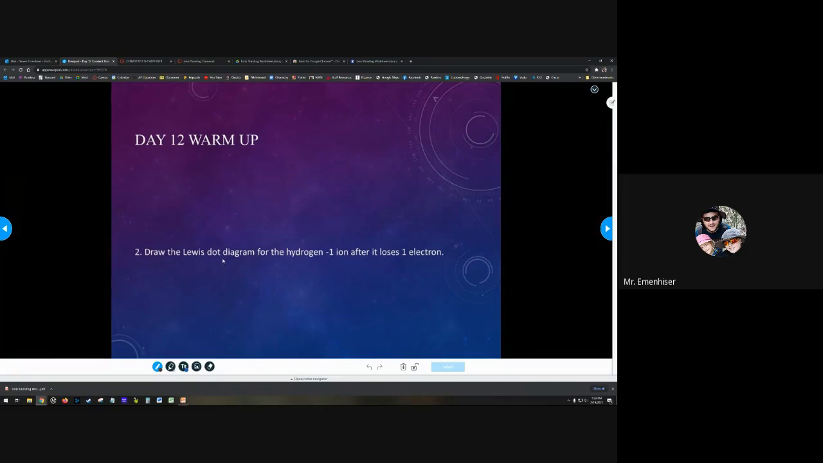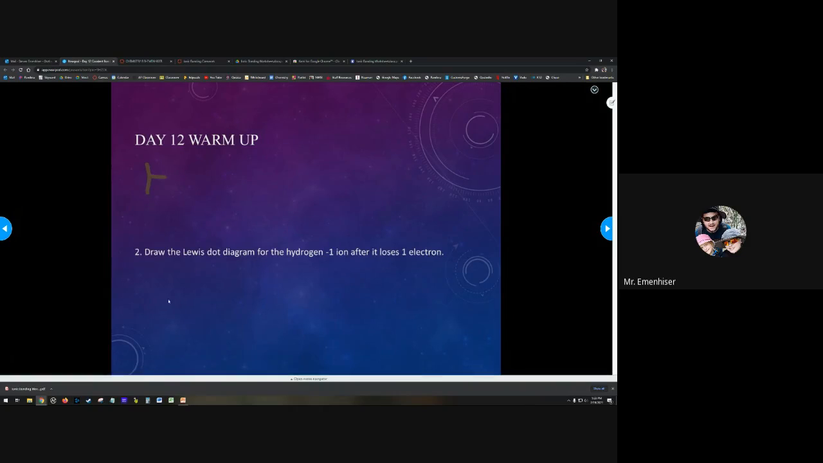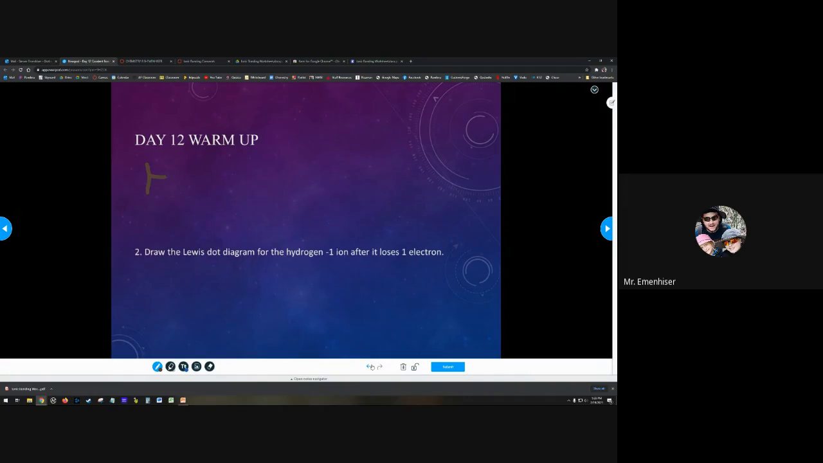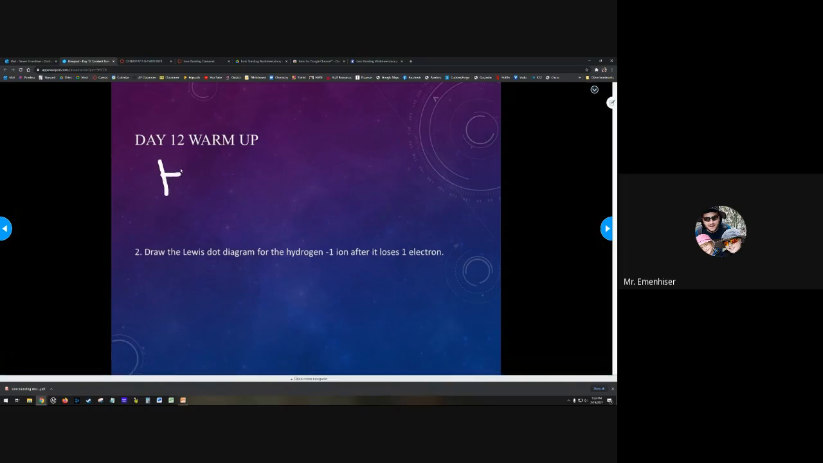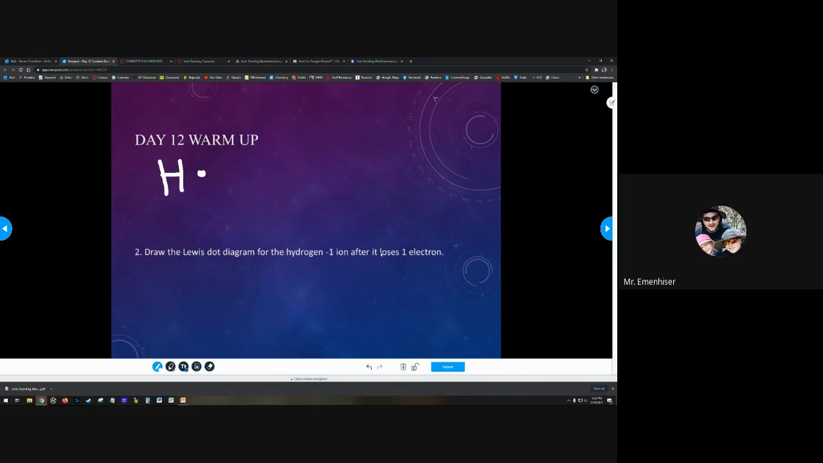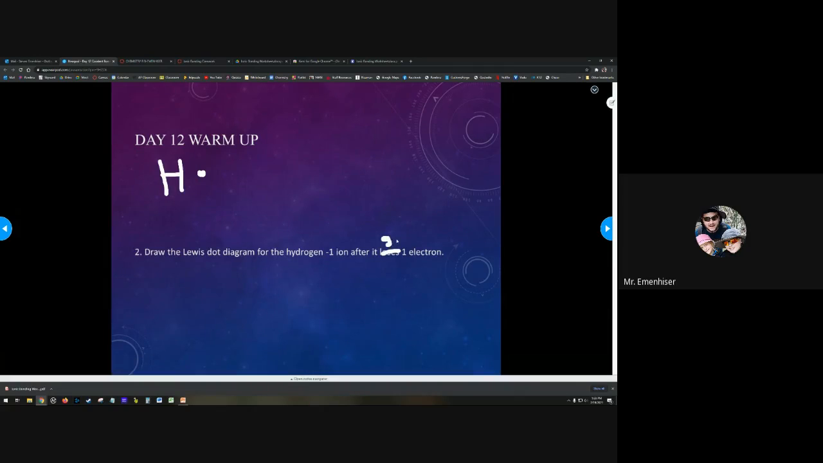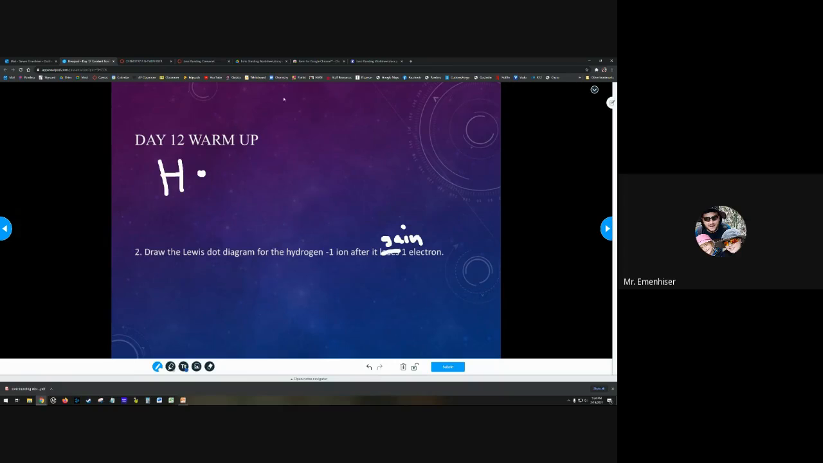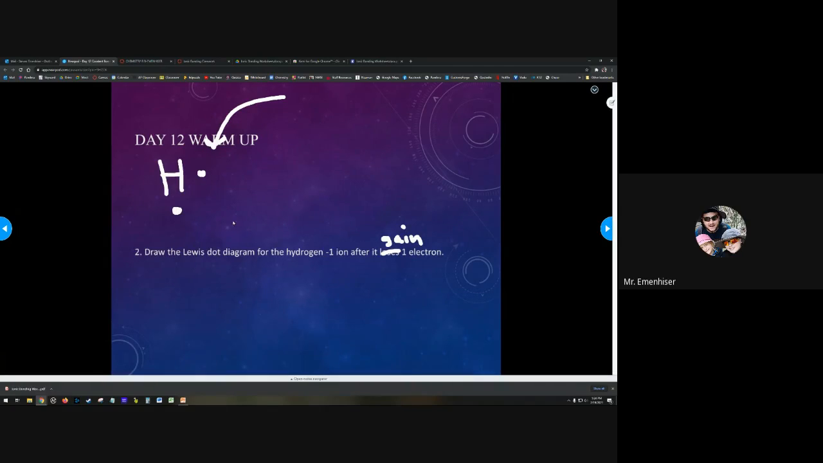All right, now draw this Lewis dot diagram for hydrogen -1 ion after it loses an electron. So here is what we had. Hydrogen with 1 dot. Now we're going to have a -1 after it, and this is actually gain. So it's going to gain an electron. So we're going to add an electron to here, which means, there we go. Now it's got 2. Now it is going to have a -1.